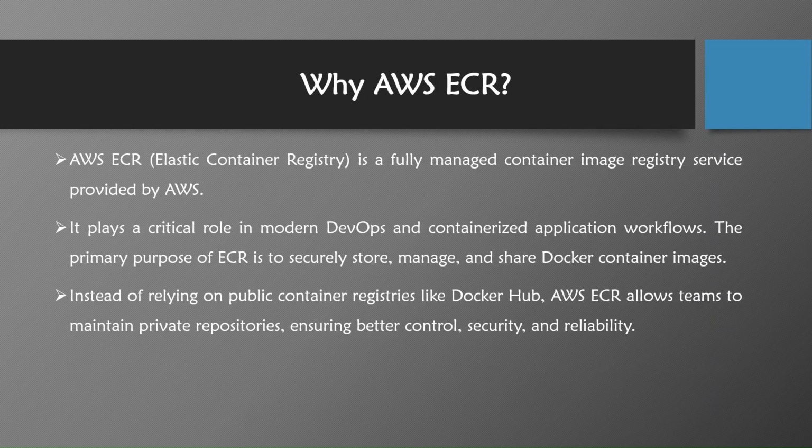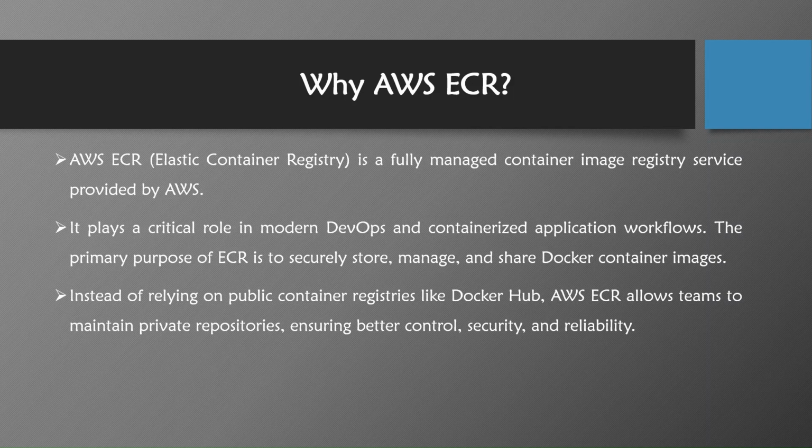So let's see why we need ECR. We already know it's a fully managed container image registry provided by AWS, and it plays a critical role in modern DevOps and containerized application workflow. The primary purpose of ECR is to securely store, manage, and share Docker container images. Instead of relying on public container registries like Docker Hub, AWS ECR allows teams to maintain private repositories, ensuring better control, security, and reliability. Already we know that's the primary purpose of a container registry.